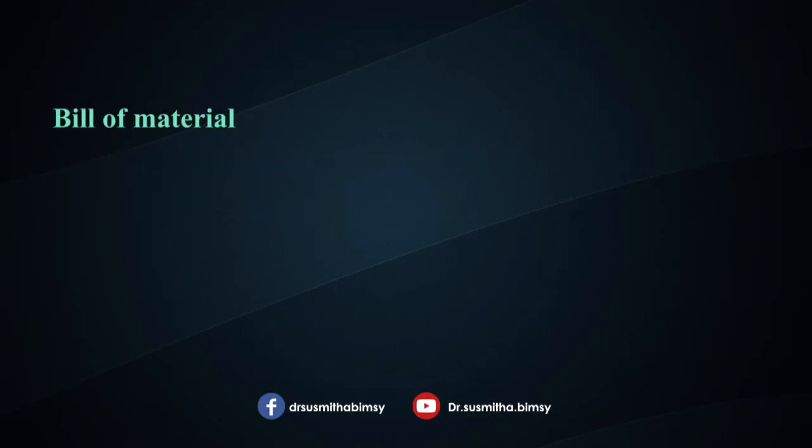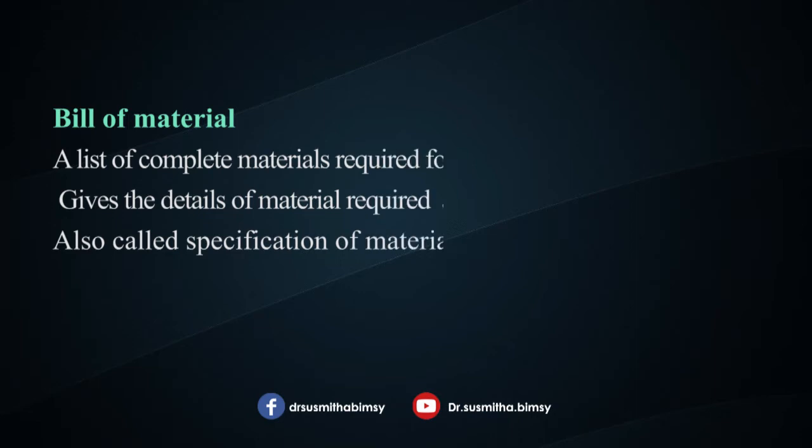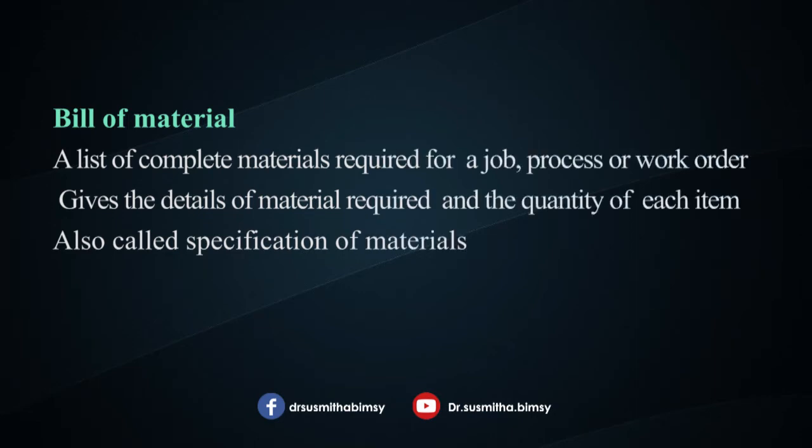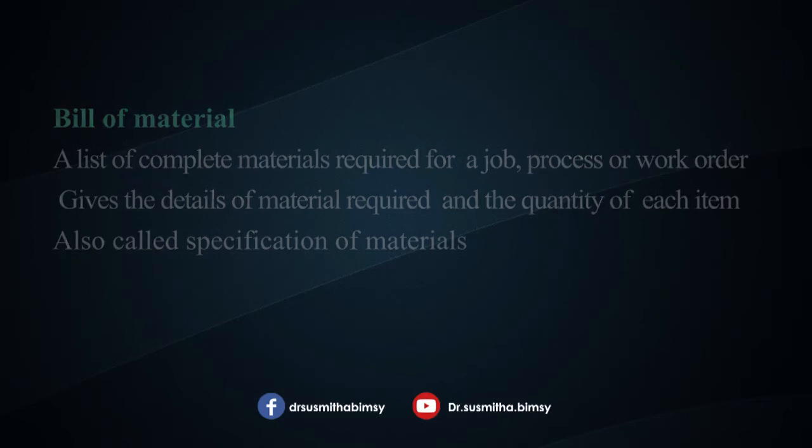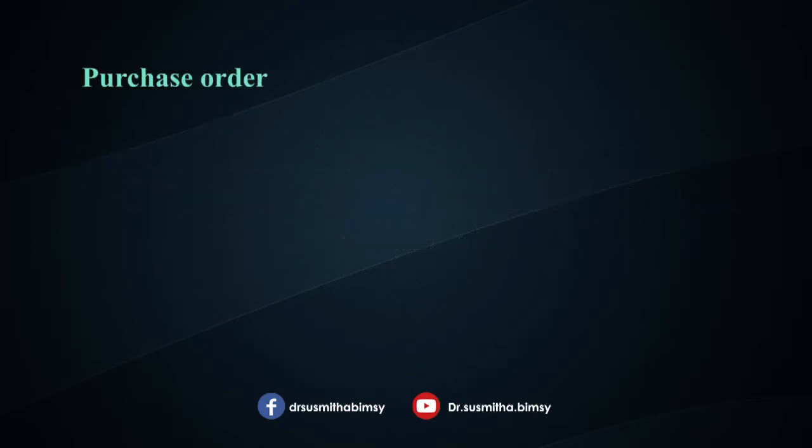Next one, bill of material. It is a list of complete materials required for a job, process, or work order. It gives the details of materials required and the quantity of each item. It's also called specification of material. It's a list of all material and components, parts required for a job, and which will include small items like nuts, bolts, etc.